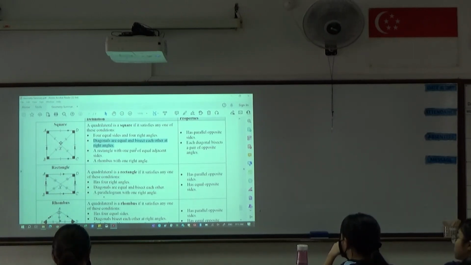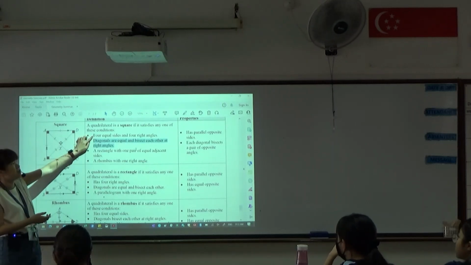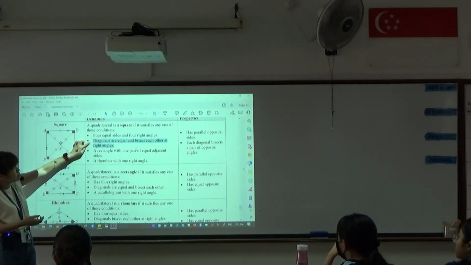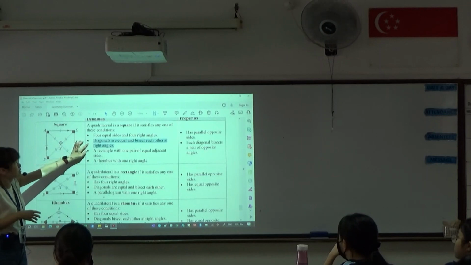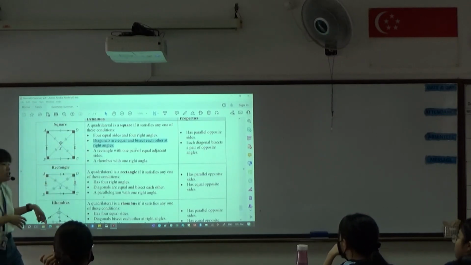You understand? So that's why you don't need to go for the extra steps of using Pythagoras theorem and all that to prove the 4 equal sides and 4 right angles. Proving up to this stage is already sufficient. It is an equivalent condition. So that's the reason why we have these equivalent conditions.